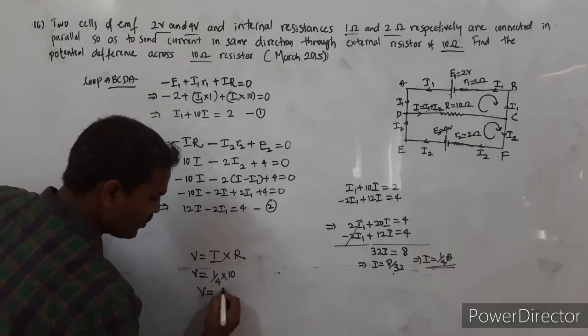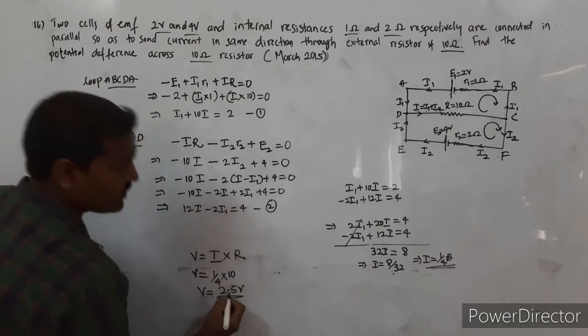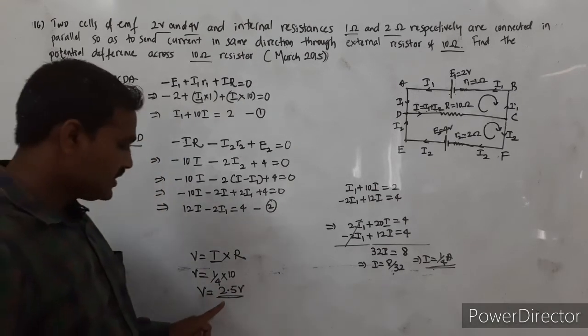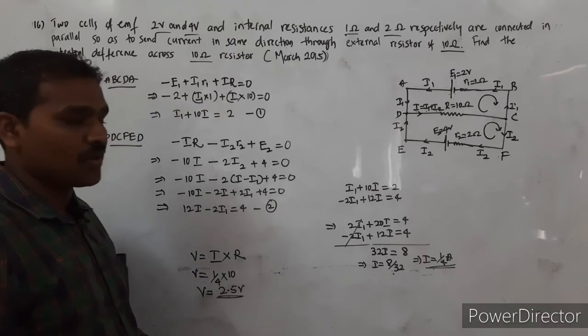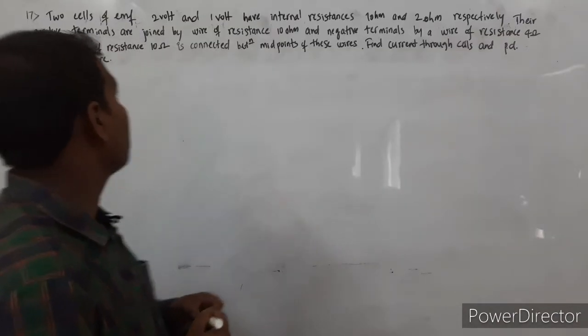So the potential drop is equal to what? 10 divided by 4, that is 2.5 volt. Okay, this is the solution for the given problem. Look at the next problem.